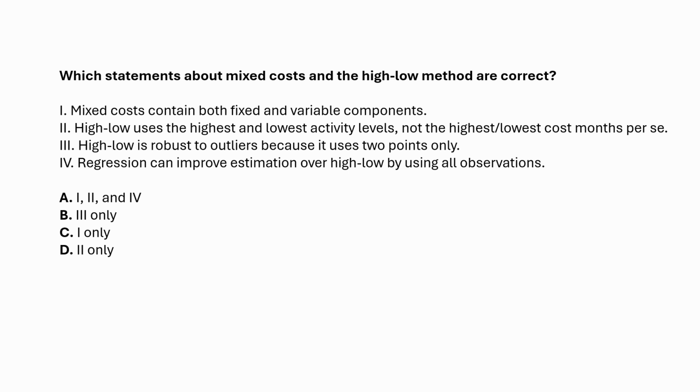When you see high-low method questions, lock in 3 things. Mixed costs equals fixed plus variable. High-low equals highest and lowest activity points, not costs. High-low is vulnerable, not robust, to outliers. Then remember, regression beats high-low because it uses all the data. If you see robust to outliers, that's the trap.